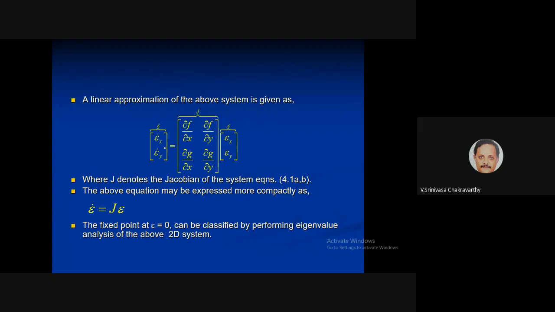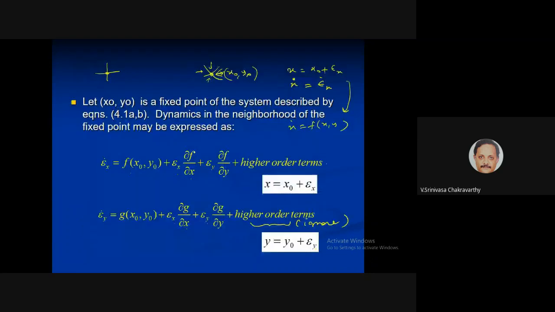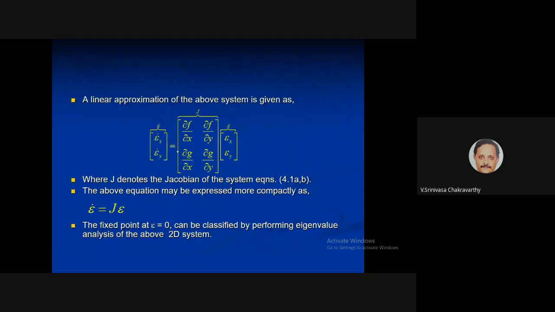So that will be epsilon x dot, epsilon y dot equal to this matrix J. By the way, this kind of matrix is called a Jacobian, which we obtain by differentiating f and g. So f and g are functions of x and y. You differentiate f and g with both the variables, and you get a matrix that is called a Jacobian. So the linear approximation of the above nonlinear system in the neighborhood of the fixed point x naught, y naught is given by this equation.